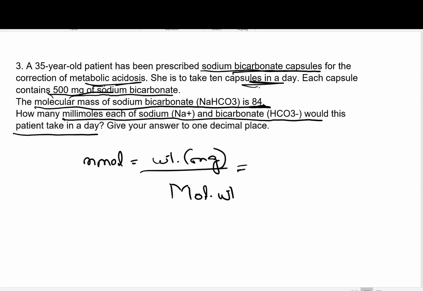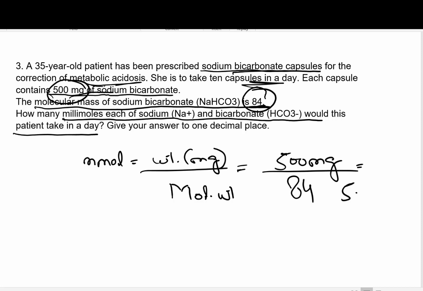Okay. So millimoles, weight is given to us here. It's 500 milligrams, so we need to find out how many millimoles are present in 500 milligrams of sodium bicarbonate. So 500 milligrams divided by molecular weight, which is given here as well, which is 84. So the number of millimoles is, yes, roughly 5.95, and round it up to 6 millimoles.